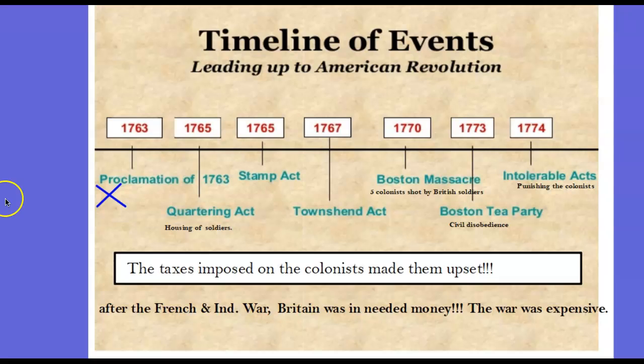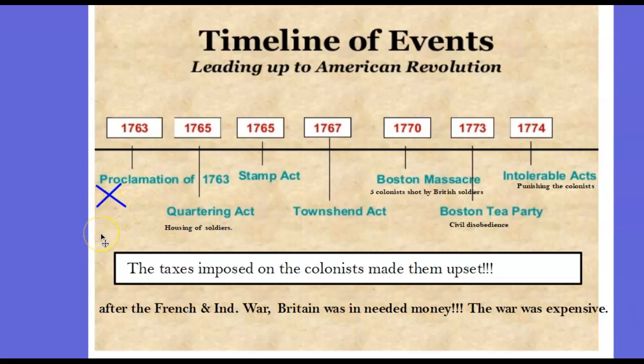We're going to start in this timeline with the first event, which is 1763. Remember the Proclamation of 1763, in which, after winning the French and Indian War, the British gained more territory in the North American continent. They defeated the French, and the French lost all territory there. And now it's just British control.